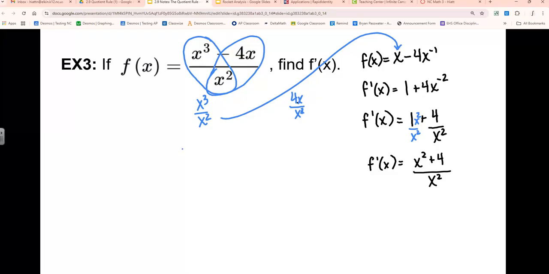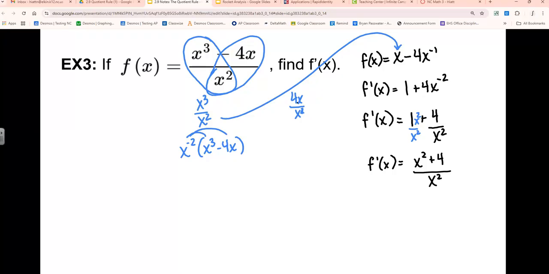Or sometimes some of you will do it this way, like do x to the negative 2 times x to the third minus 4x and distribute. That's the way some of you think of it instead of like a love connection. And that will be quicker. But I kind of wanted you to try it with quotient rule to see.